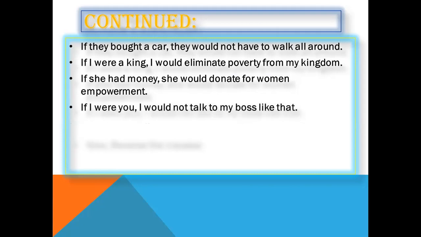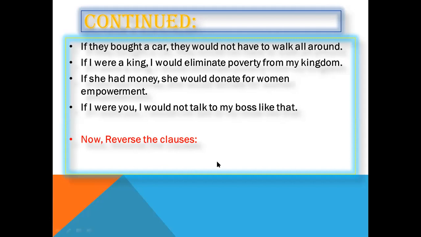And here we have the last sentence. If I were you, I would not talk to my boss like that. It means that this is a way to suggest someone not to do something by saying, if I were you, if I were in your shoes. So I have given you the simple way with a comma there. As you can see, all of these example sentences have the comma there. So when you reverse the clauses, of course, it's going to be removed.